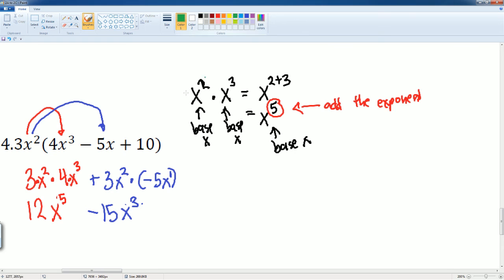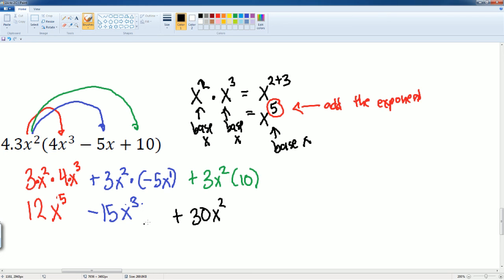Then the last term, 3x squared times 10. 3 times 10 is just 30, and you just have the x squared here. There you go. The final polynomial is 12x to the 5th power minus 15x cubed plus 30x squared.